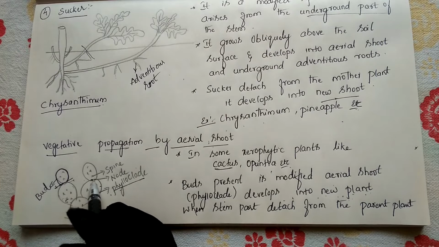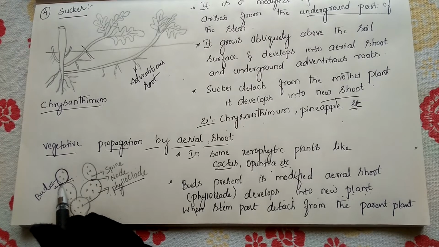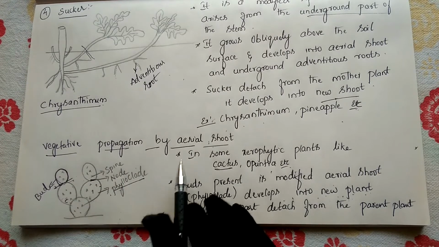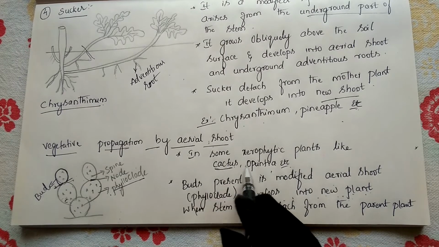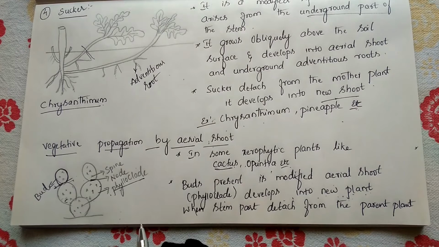And this is the node we are calling. This is the node, this is the node, this is the node. So where is the bud arising from? The bud is arising from the nodal region. This is about vegetative propagation by aerial shoot. Examples for this are cactus and opuntia. These are all examples showing the aerial shoot of vegetative propagation.